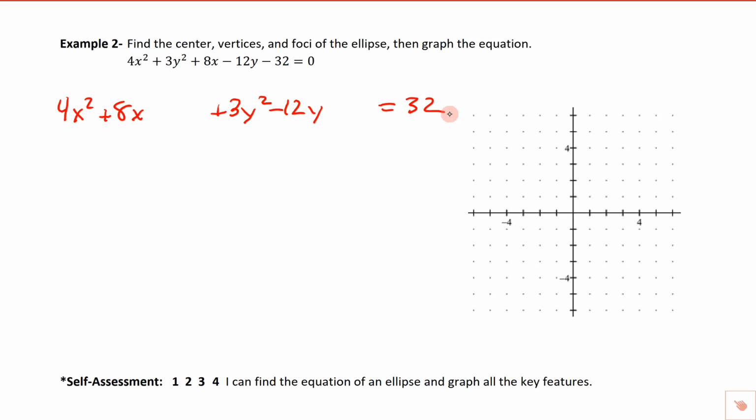Okay, there's something I have to do with both of these expressions with x and y before I can complete the square. Can anybody tell us what it is?